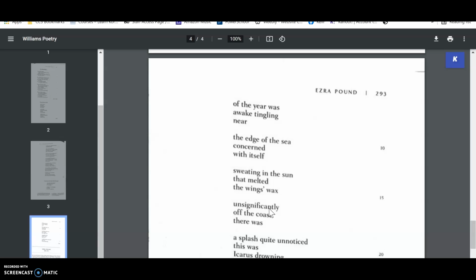So I think that's a splash quite unnoticed. This was Icarus drowning. Again, he fell into the sea. There was a big splash, a big deal for him, right? He drowned, but nobody saw it, nobody heard it, nobody knew of it. And so all of what they have going on is more important to them than this final flight of Icarus.